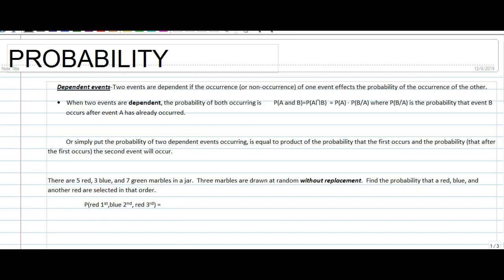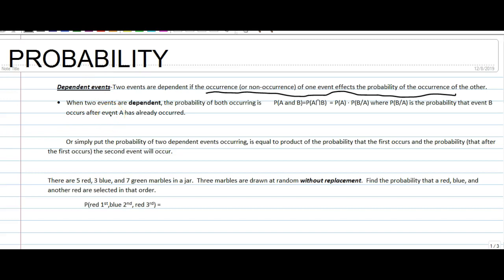So two events are independent if the occurrence of one does not affect the probability of the occurrence of another. In the last section, we discussed independent events. In this section, we're going to talk about dependent events, and the major difference is when we discuss dependent events, the occurrence of one does affect the probability of the occurrence of another.